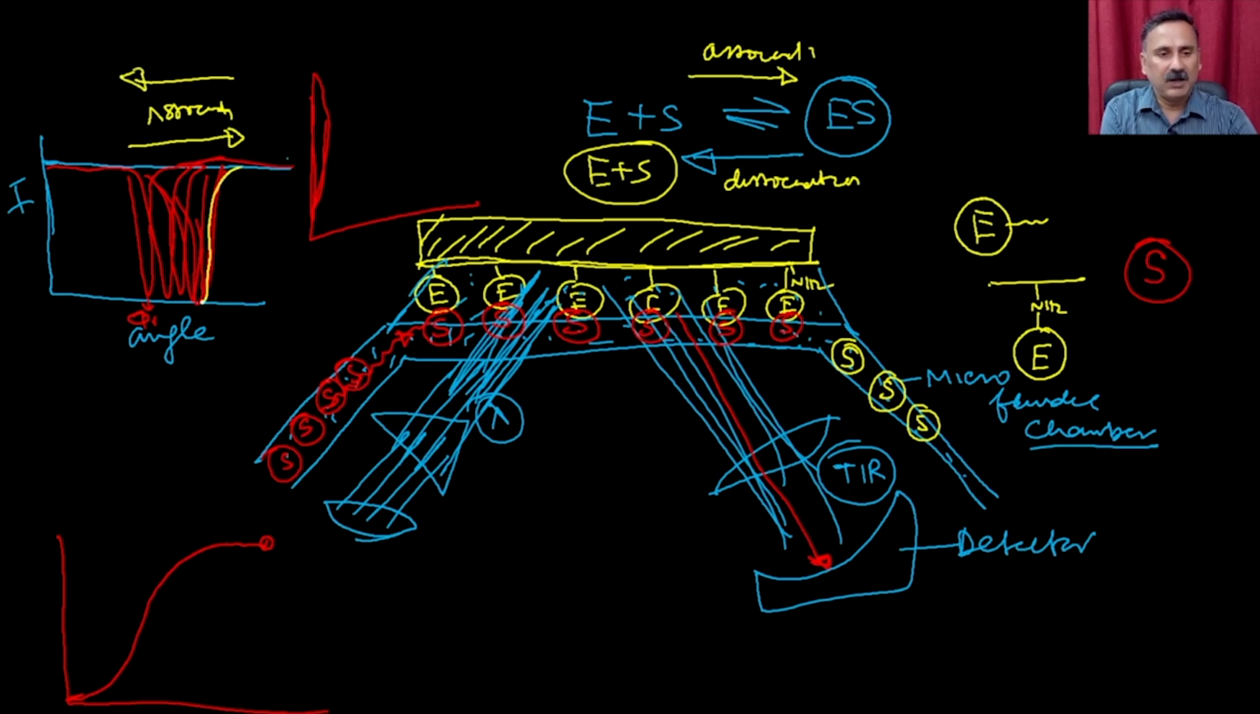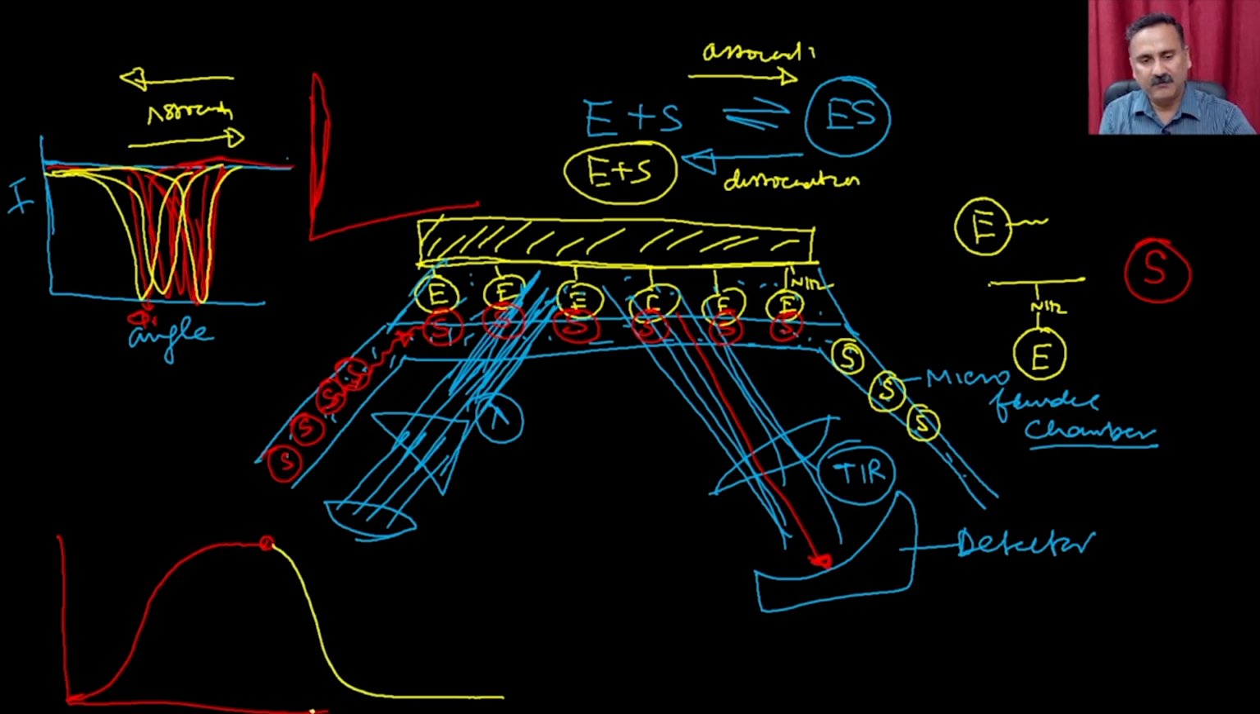This means it is going to show you like this, then it is going to show you like this, and then it is going to show you the original peak. Okay, and it is going to show you like this, and it's going to become flat. This is going to be your association kinetics, right? So this is going to be the association curve, and this is going to be the dissociation curve, right?